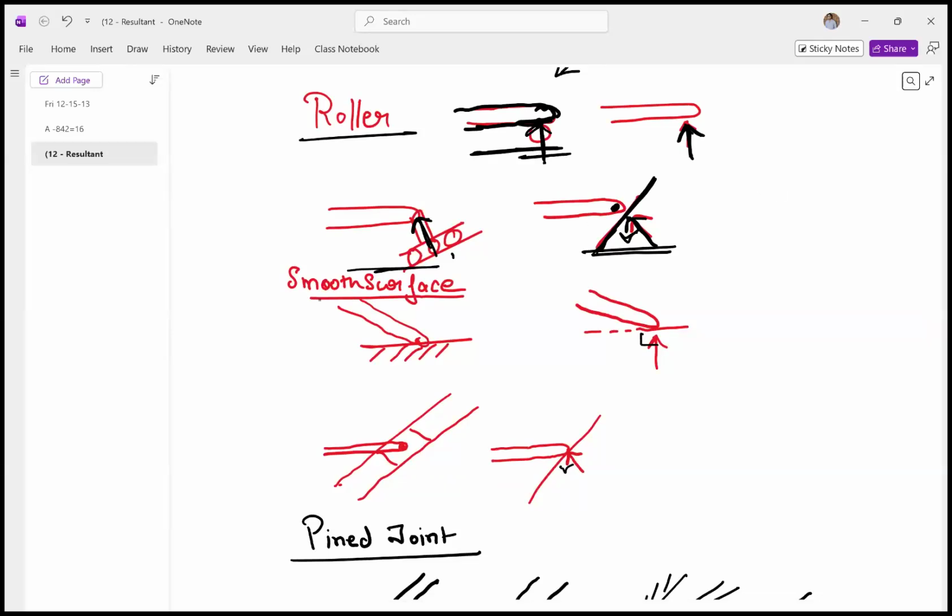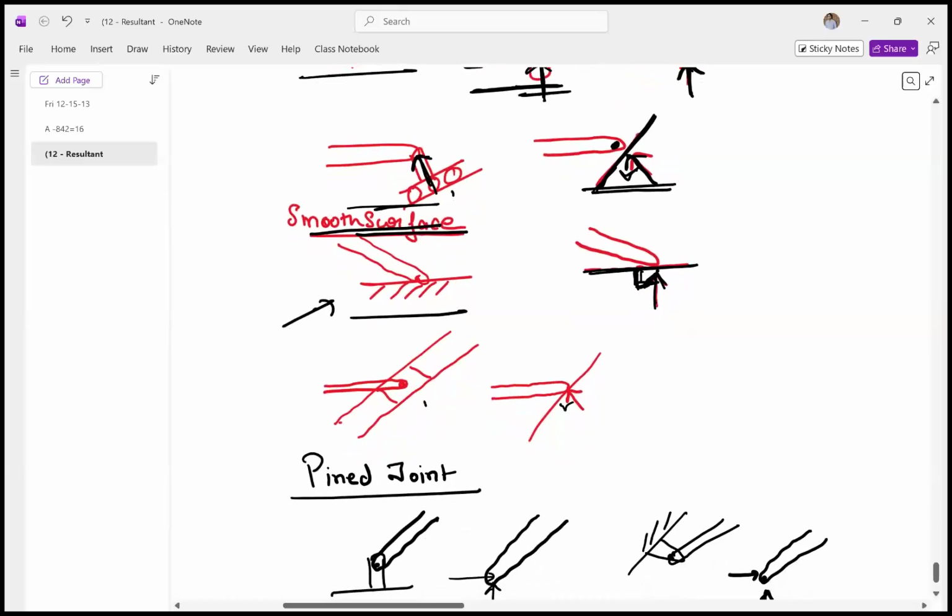Now the next one is the smooth surface. If the surface is like this, then in this case we will still have one vertical force, just like the roller joint. So again, this will be at 90 degrees to the surface. Okay. And then there is something like this, a sliding bar. Again, we will draw the parallel line to the sliding bar, like this. Okay, and then the force will be at 90 degrees to that surface. That's how we're going to draw it.